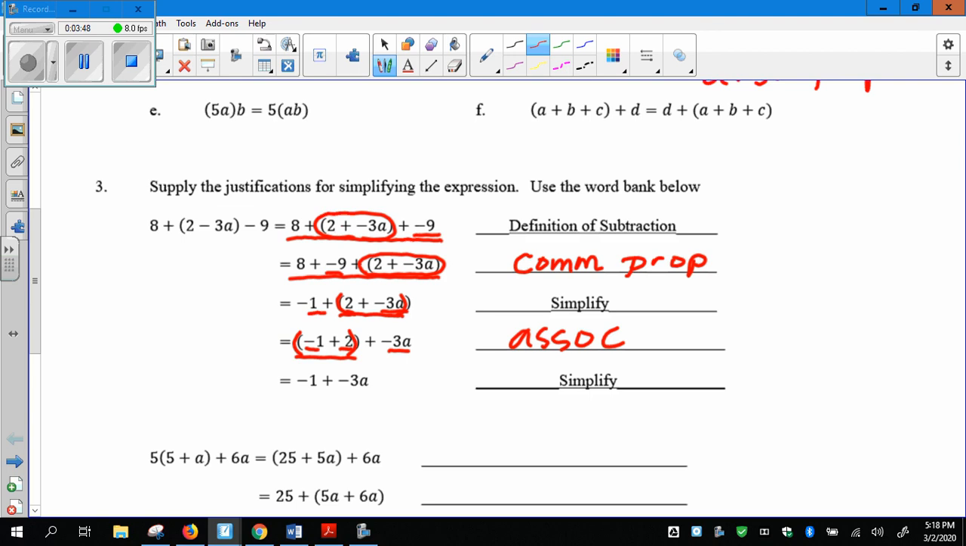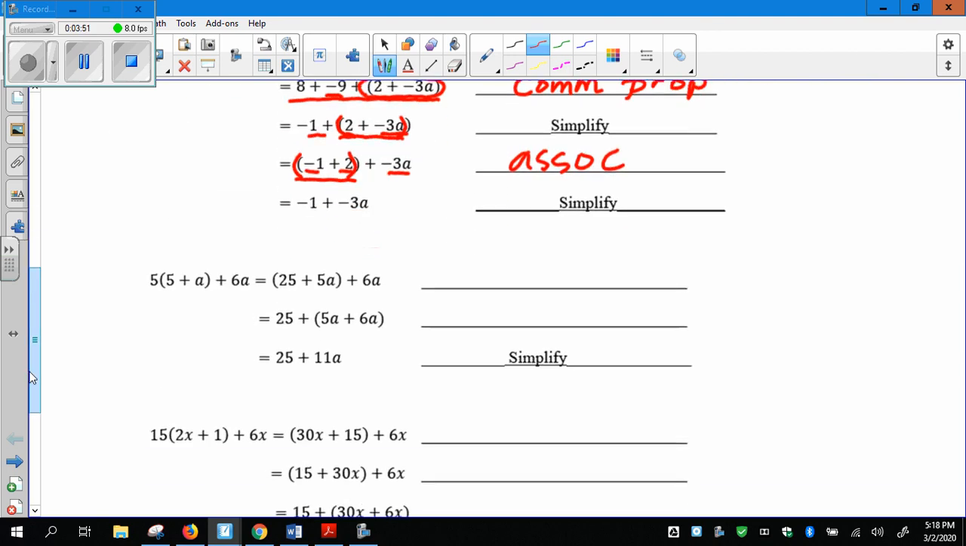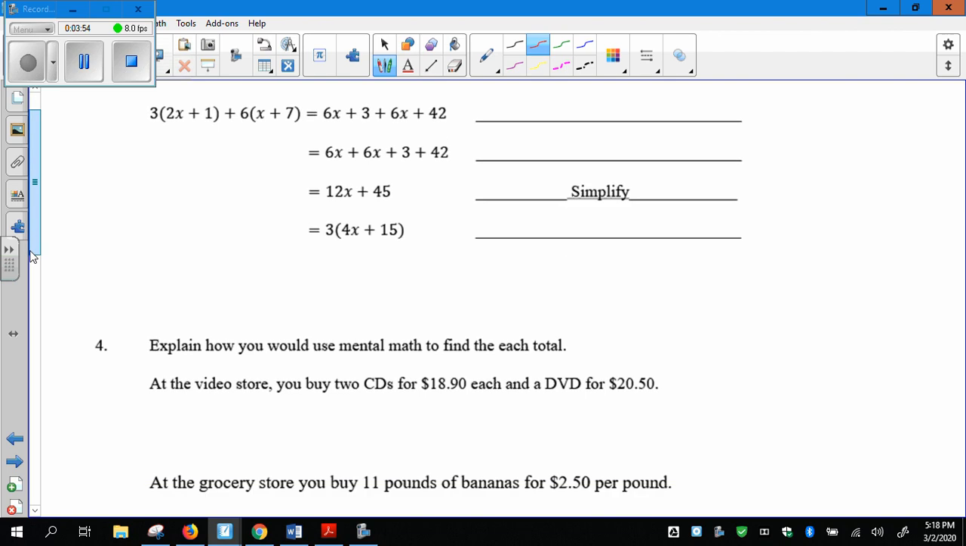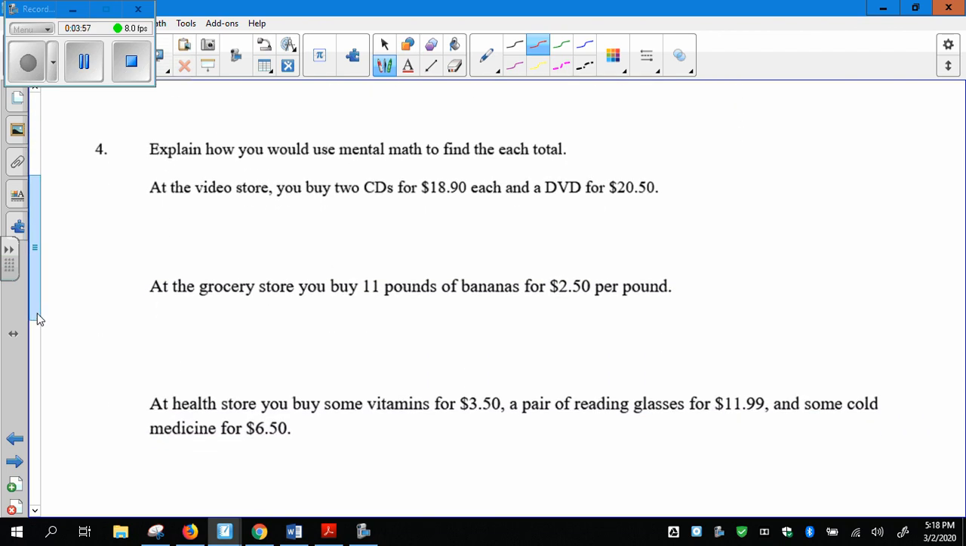All right, and then on the next page, you're going to explain how you would use mental math to find each of these totals and try to use the properties that we know. So if you buy 2 CDs for $18.90 and 1 DVD for $20.50, so you're going to have to do $18.90 times 2 plus $20.50 to get the total. And if you're going to try and use mental math to do this, you're going to have to find some way to handle that. And here's what I'm thinking.